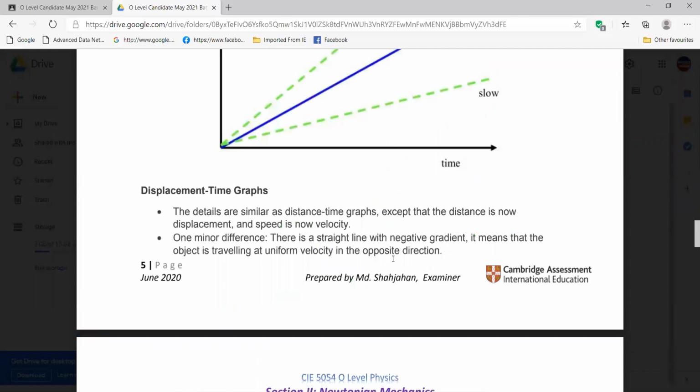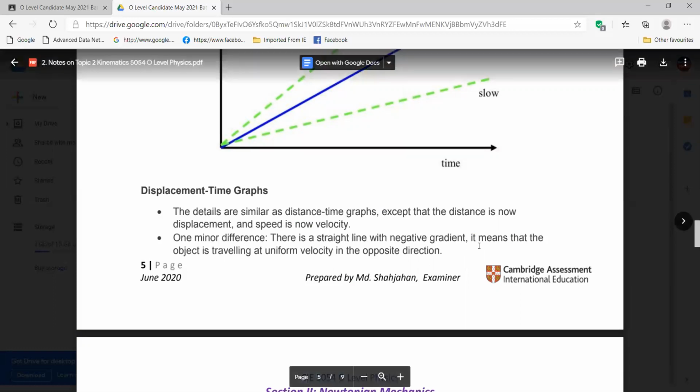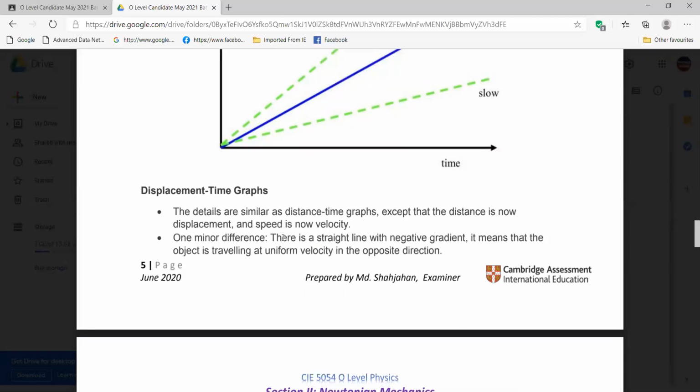Then displacement time graphs are almost similar. One minor difference. Can you read this? There is a straight line with a negative gradient. It means that the object is traveling at uniform velocity in the opposite direction. So if the object is returning back, in that time we are seeing the negative gradient in displacement, right? Yes, sir.